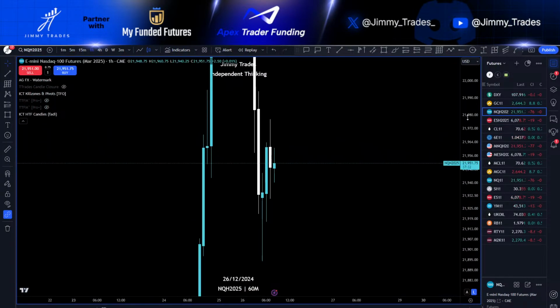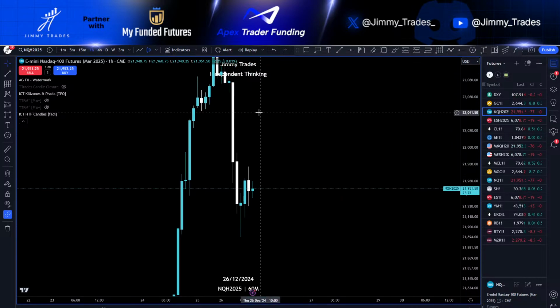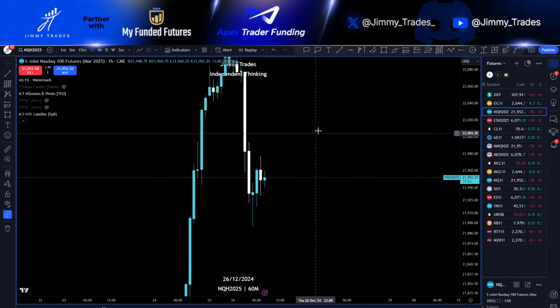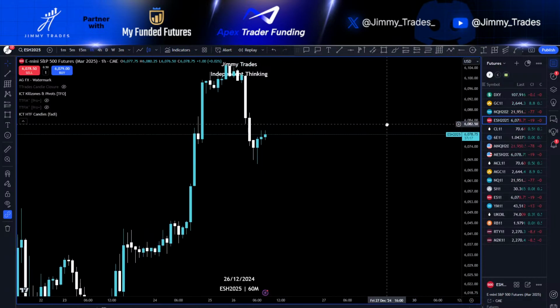For the most part, as I'm trading, I just stick to the hourly time frame. I'll just sit on the hourly until I start seeing the insights that I'm looking for.